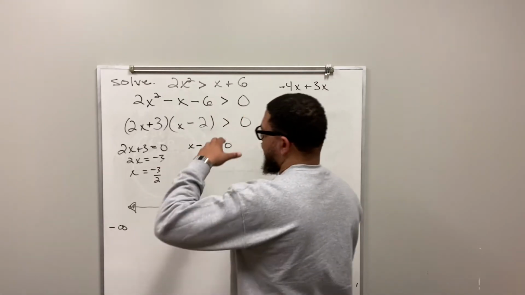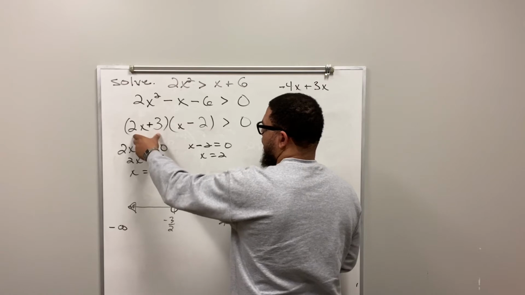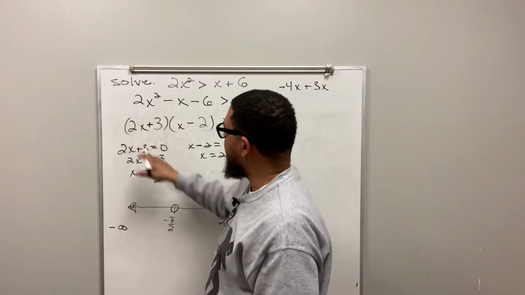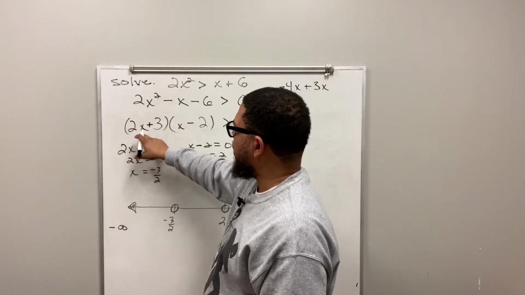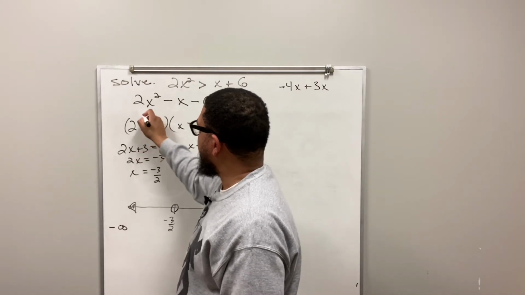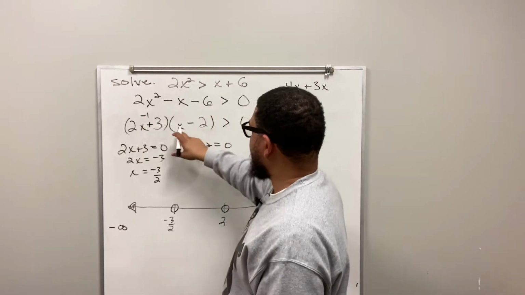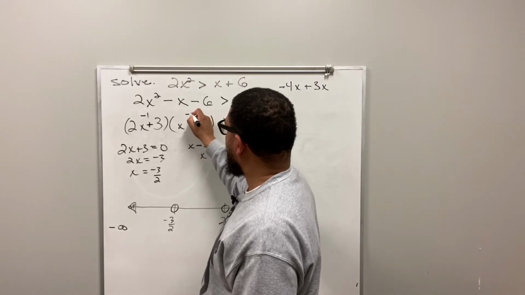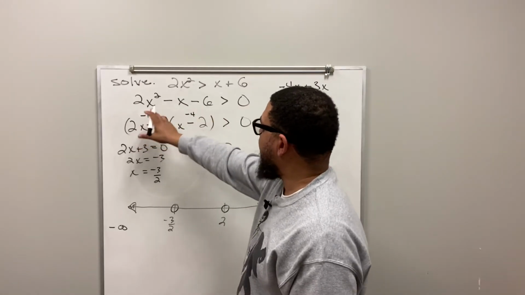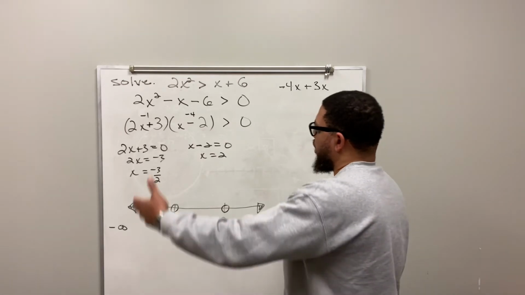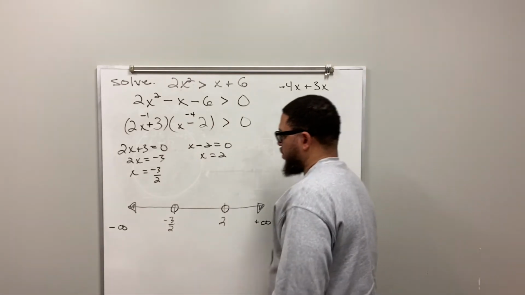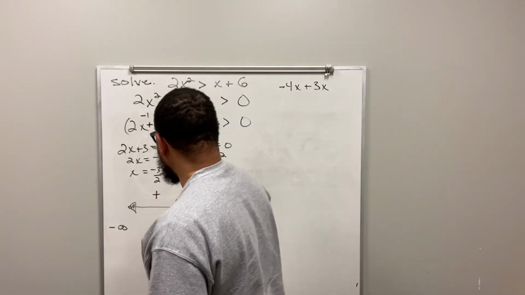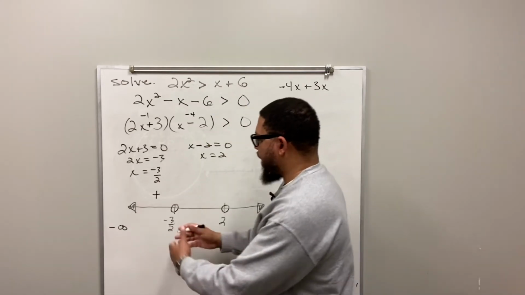Because I want to give you the actual value of what the binomial becomes when I plug in negative 2. 2 times negative 2 is negative 4. Negative 4 plus 3 is negative 1. Then over here, negative 2 minus 2 is negative 4. When we multiply 2 negatives, we get a positive. A positive is always greater than 0. So, boom, that gives me a positive. I got a positive in this interval.